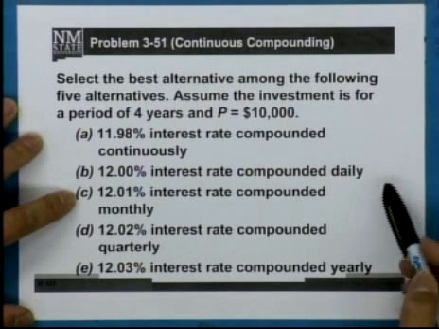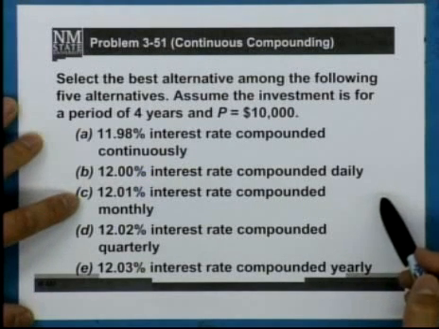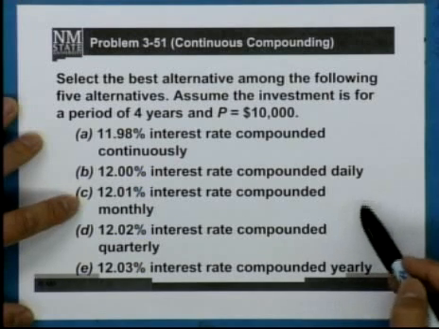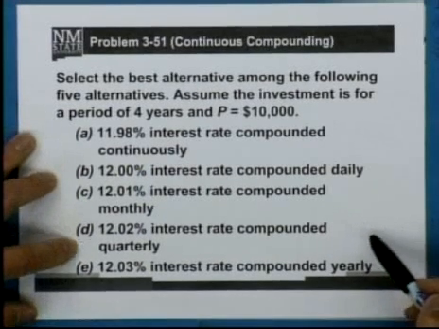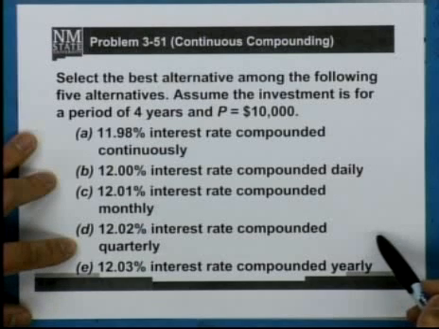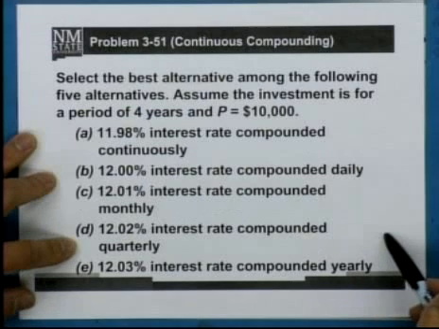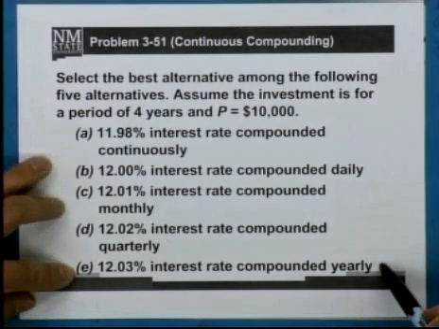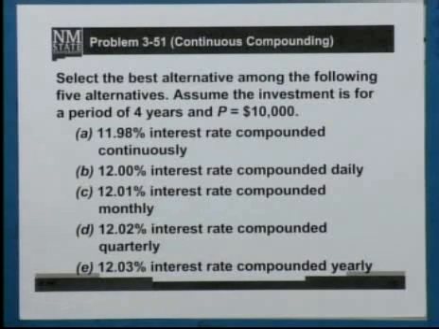And the third case is 12.01% interest rate compounded monthly. And the next case is 12.02% interest rate compounded quarterly. And the last case is 12.03% interest rate compounded yearly. So we have these 5 alternatives with slightly different interest rate and with different compounding periods, right?